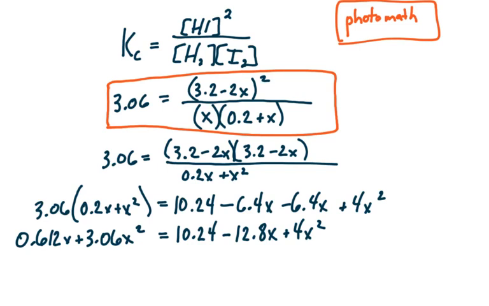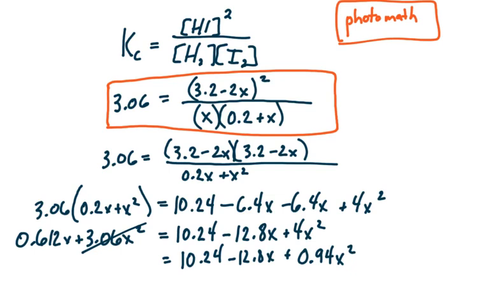I think the easiest way to do that would be to bring everything over to the right, since most of what I have is over here. So let's subtract 3.06x squared from both sides. If I subtract 3.06 from both sides, I get 10.24, it cancels out over here, minus 12.8x plus, so 4 minus 3.06, 0.94x squared.